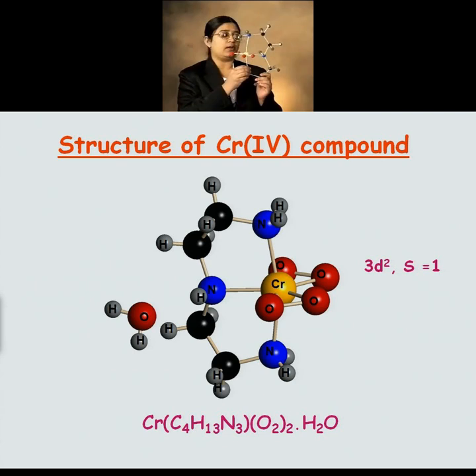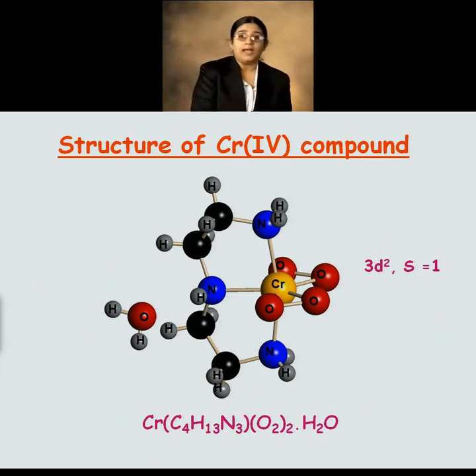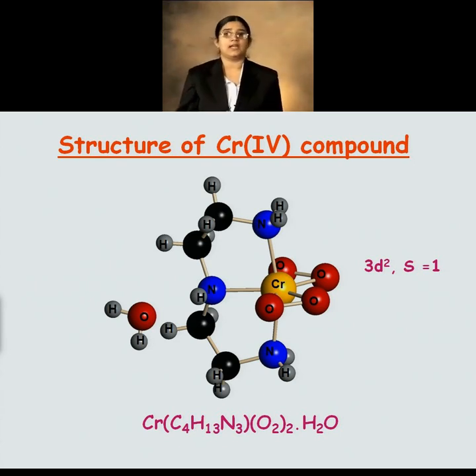The structure of the compound consists of a chromium 4 3d2 spin 1 center, which is shown by the yellow ball here, and it is bonded to two peroxo groups. The red balls represent the oxygen atoms of the peroxo groups and three nitrogens of the diethylene triamine ligand. It should be noted that chromium 4 is a rare oxidation state of chromium.